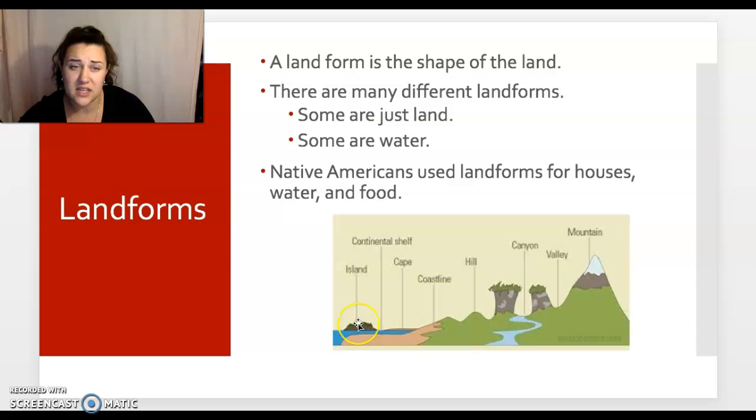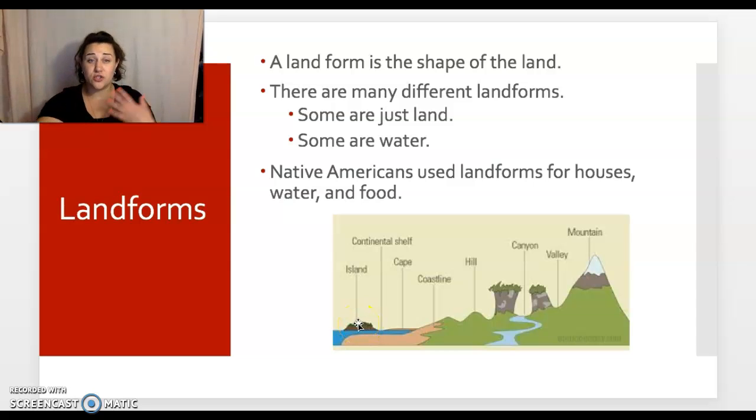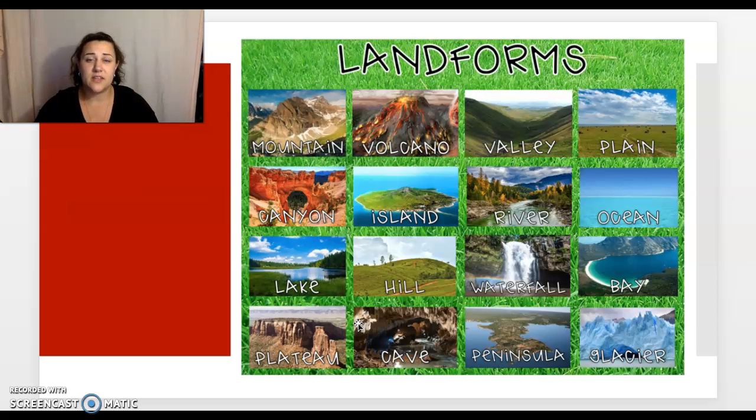It's some land that is surrounded by water. You actually go to school on an island, Long Island. I live on Long Island. We're a piece of land and we're surrounded by water. So all different landforms. Even in this picture, we have so many.